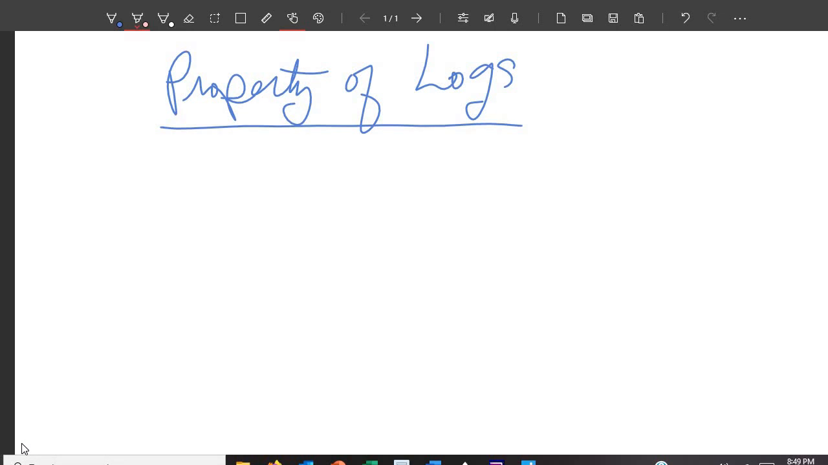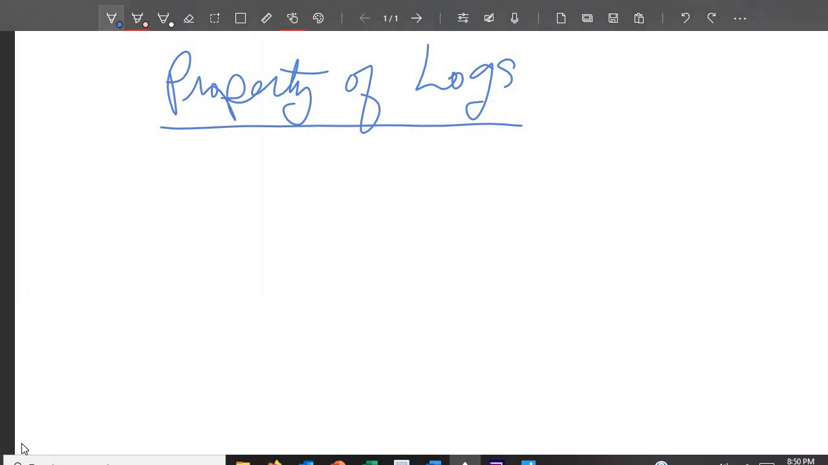Properties of logarithms. In the previous section, we simplified logs using some of those special little rules. Properties of logarithms help us simplify more complicated logarithms so that we can use those little rules and strategies. So, there are three properties.